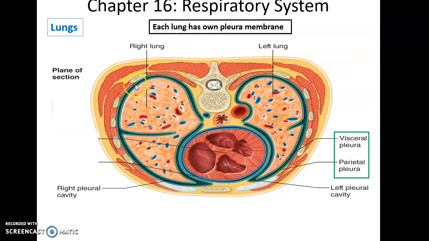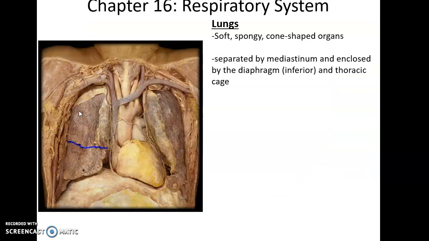Lungs. Each lung is surrounded by its own pleural membrane, which is a serous membrane with a visceral layer lying on the surface of the lung and a parietal layer on the outside, and a thin amount of fluid that helps to lubricate the lung so that as the lung expands and shrinks, the friction it experiences rubbing up against the thoracic cage is reduced, so the lungs are not damaged by that friction. Lungs are spongy tissue, sort of cone-shaped. They're separated by the mediastinum, and inferior to them is, of course, the diaphragm.